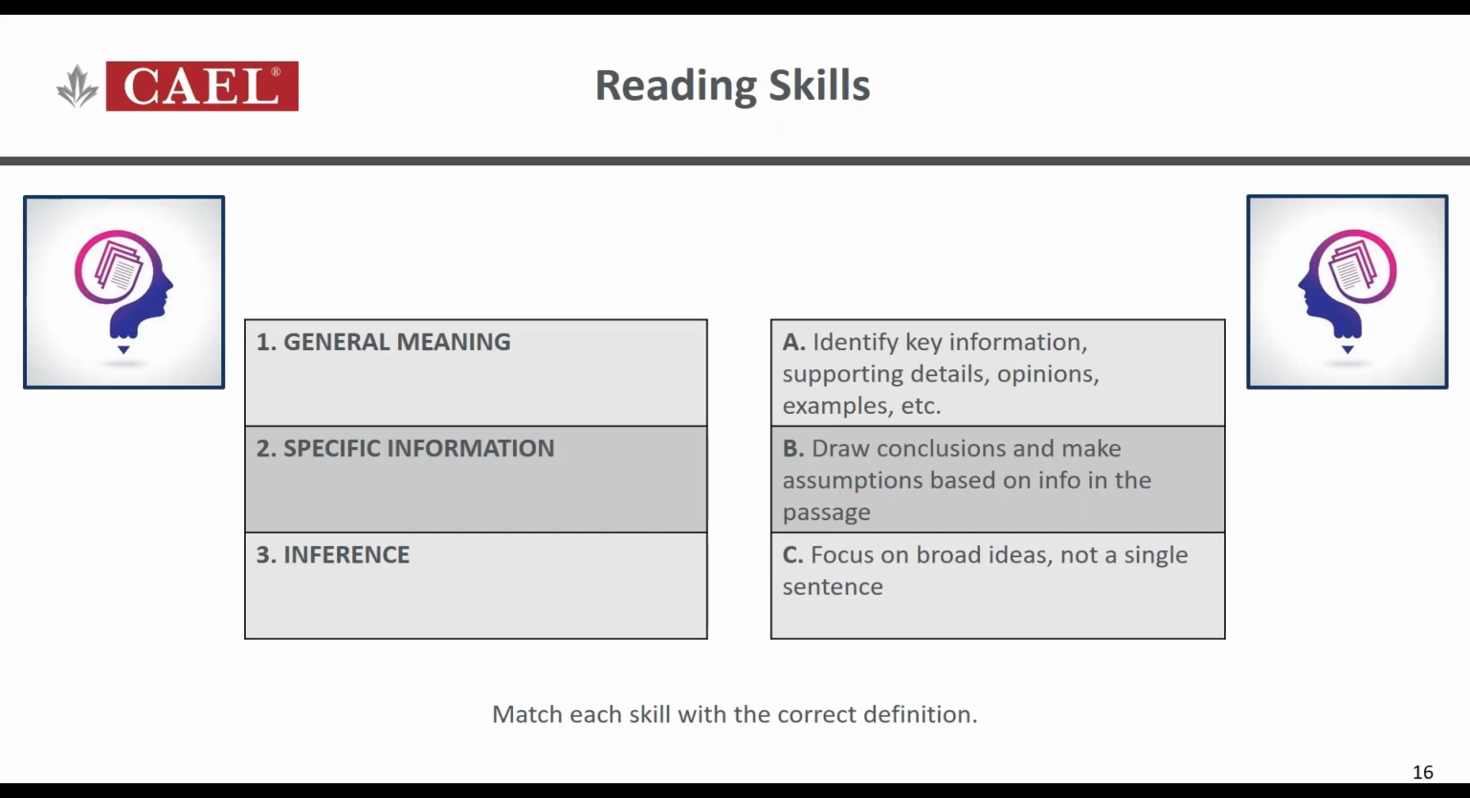Now, I'd like to ask you all a question. So if you're ready, try to answer the question in the chat box, please. There are 3 skills that the reading tests mostly test you on. I have the skills on the left: general meaning, specific information, inference, and the definitions are out of order on the right. So can you match the number with the letter for the correct definition based on what you know about these words and their meaning?